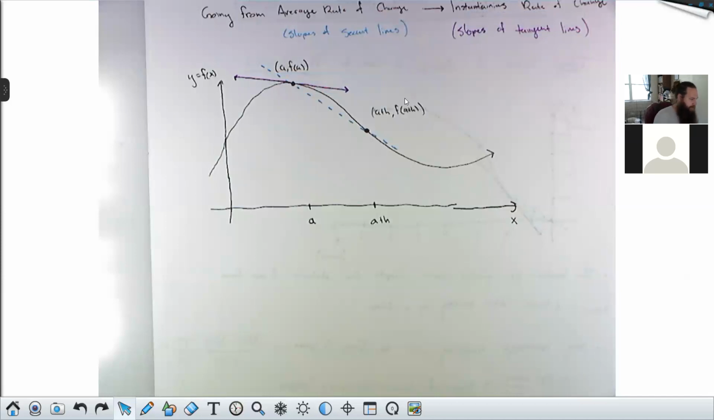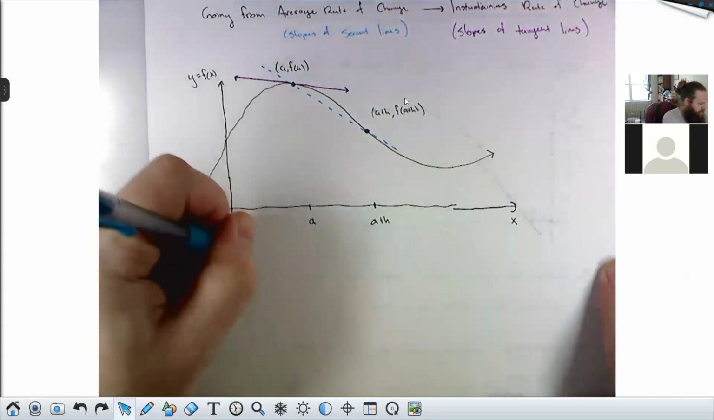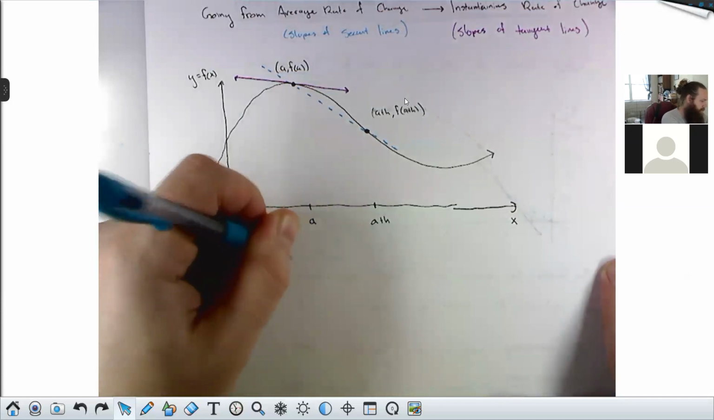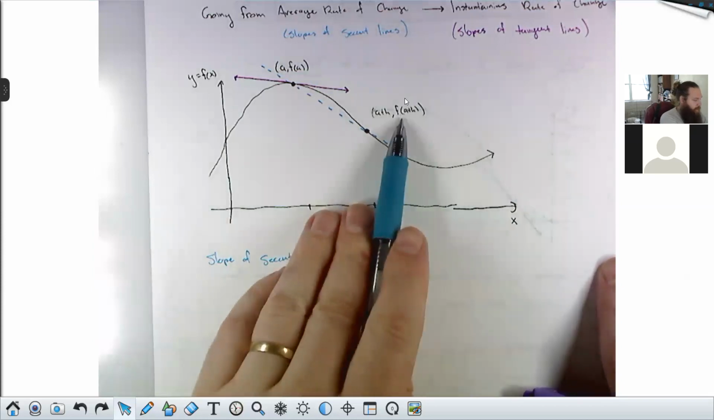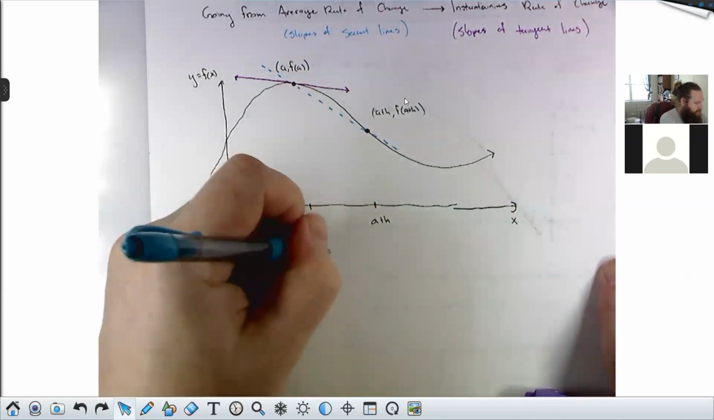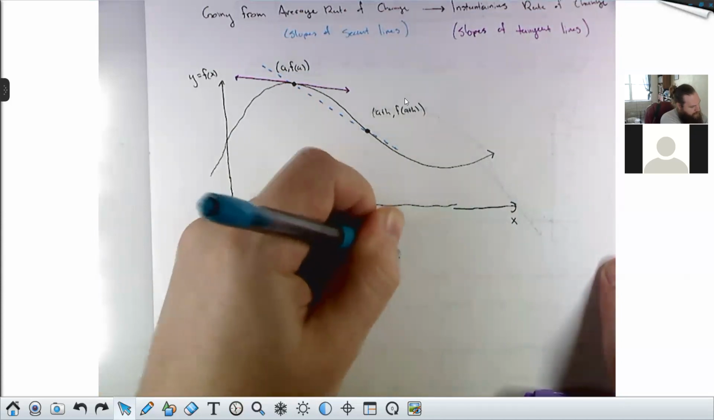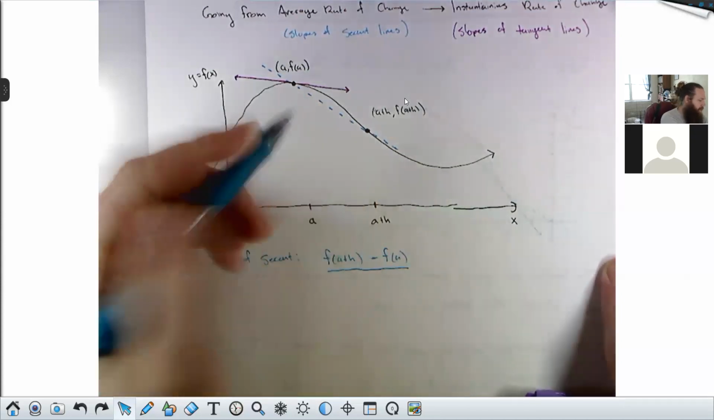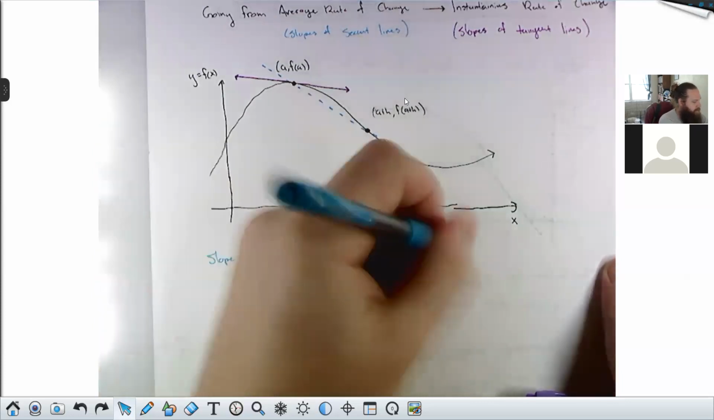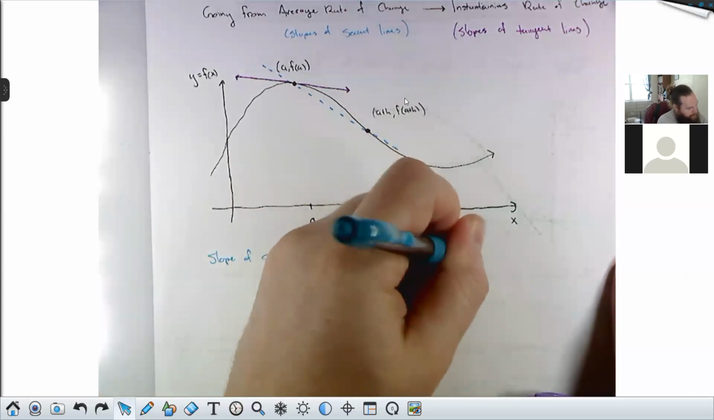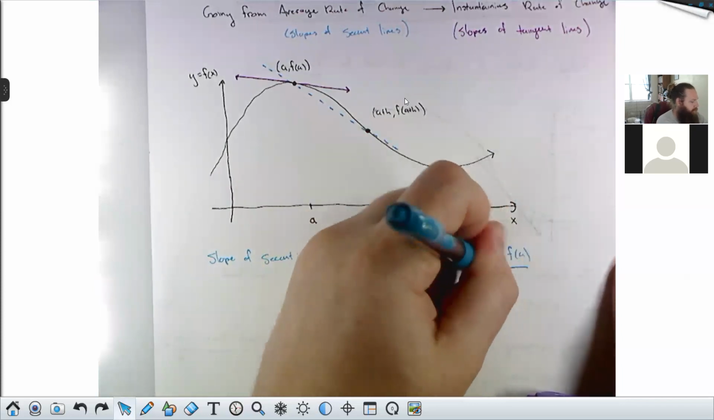The slope of the secant line is the rise over the run. That's the y value here minus the y value here, divided by the x value here minus the x value here, which is a plus h minus a. So this is something you've probably seen before. This is called the difference quotient for the function f.